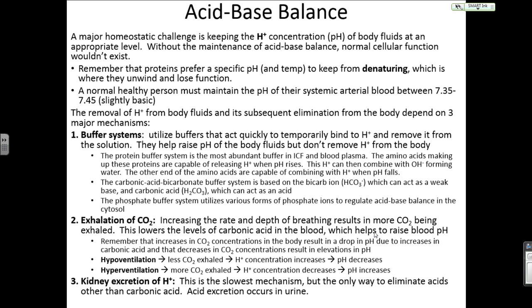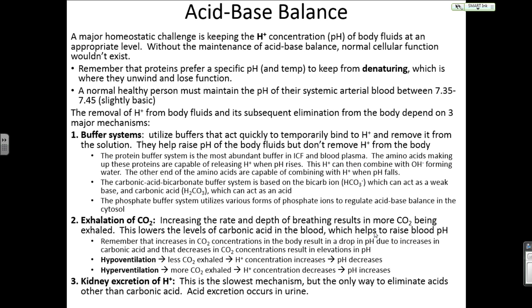Okay, that's its perfect value, its set point. Anything above 7.45 is going to be bad. Anything below 7.35 is bad. So this window between 7.35 and 7.45, with 7.4 being right smack dab in the middle, is our narrow limits of survival. Does our body ever get outside of that window? Yes. Okay. We'll get to that in just a second.